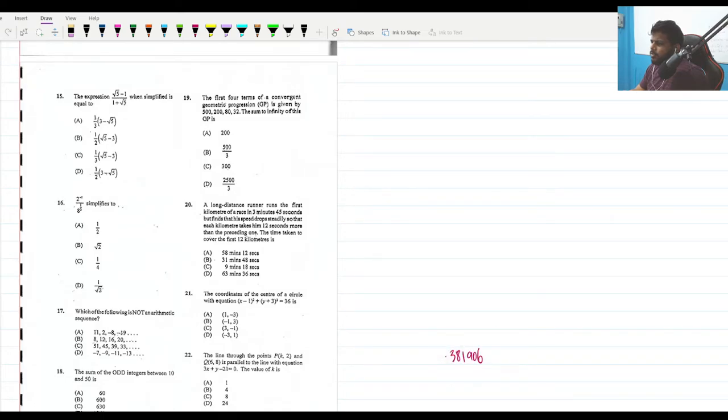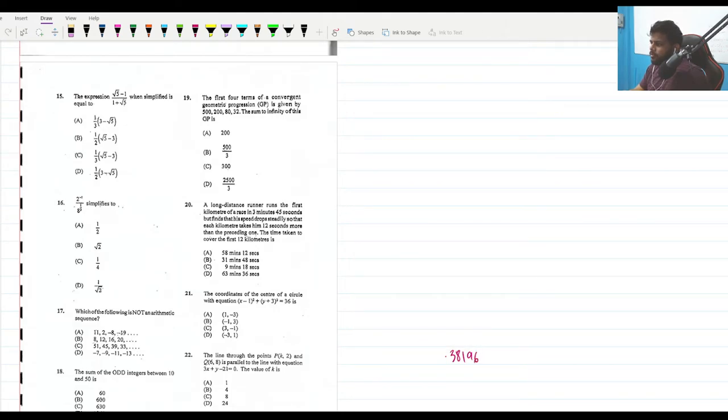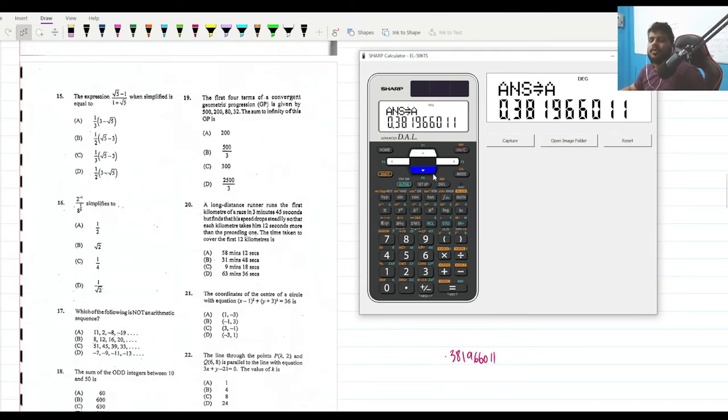0.381966011. And I'm going to check all the others and see if it is the exact same thing as this. Now, this is a positive number, so we can actually check and see which one of these will give me a positive number. 3 minus root 5 is positive. Okay, let me just check and see now.